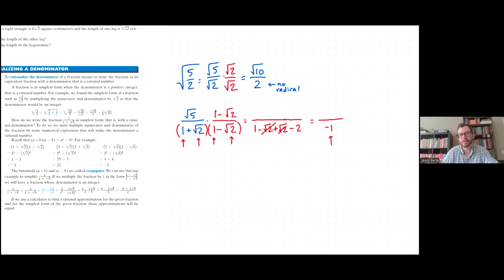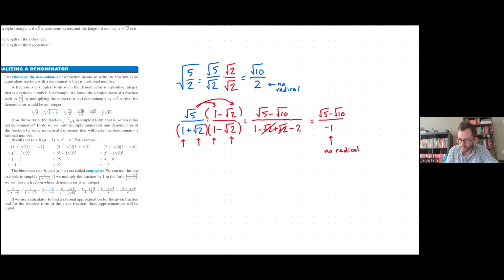Now we still have to multiply the numerator. And here it's going to involve some distribution. So we have to multiply that and that, and we'll get square root of 5 minus the square root of 10. And that's okay. I can't do anything to simplify that. We are okay with having a radical in the numerator. We don't want it in the denominator.